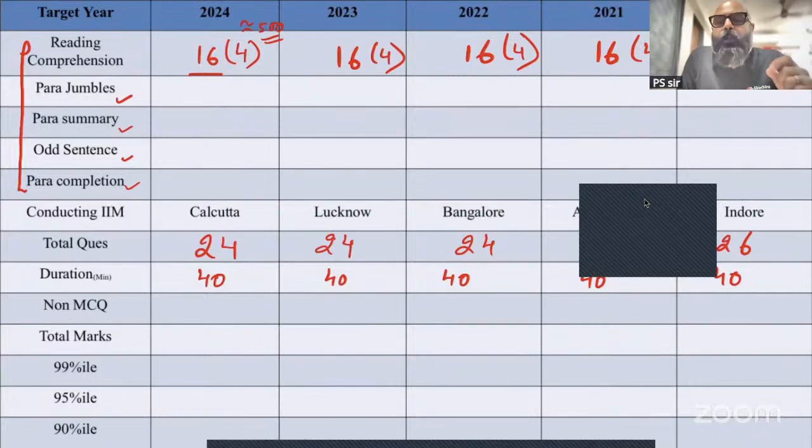So if I talk about para jumbles, last year 2024 had no para jumbles. I think after so many years, this is the first year when there were no para jumbles at all. By the way, para jumbles are TITA based questions, which means there is no negative marking. Last year there were no para jumbles as such.